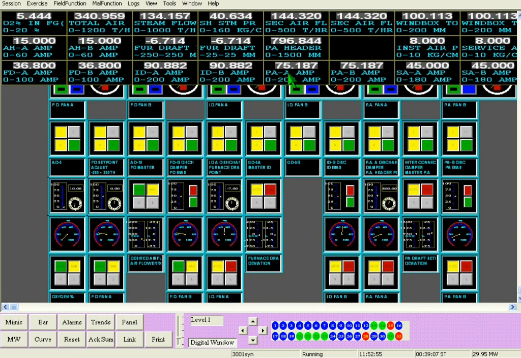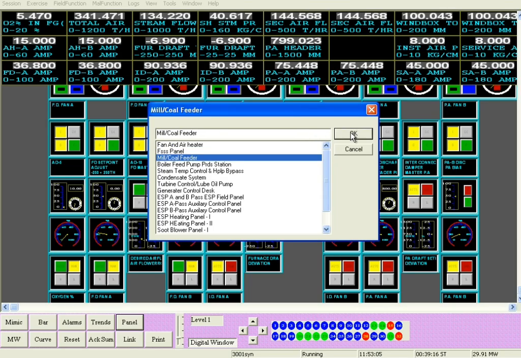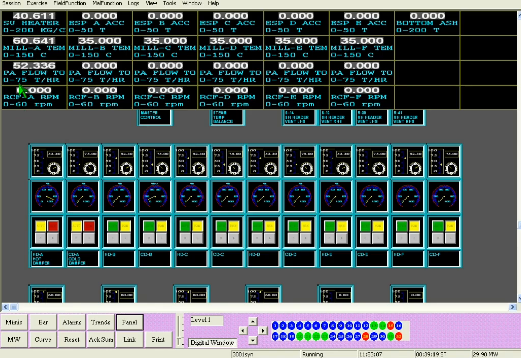Now we go to the fan and air heater panel. Here you will be able to see that the PA header pressure is being maintained at 800 millimeters of water column. That we check.